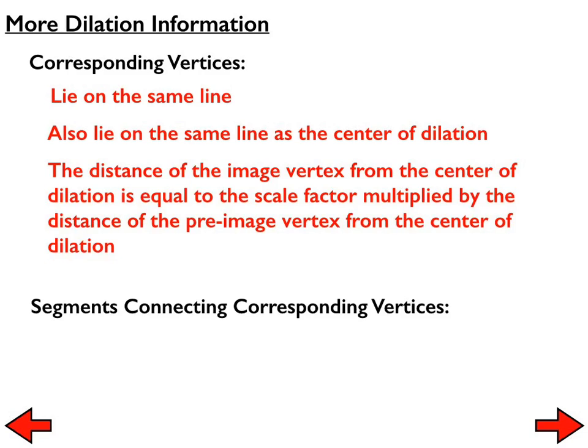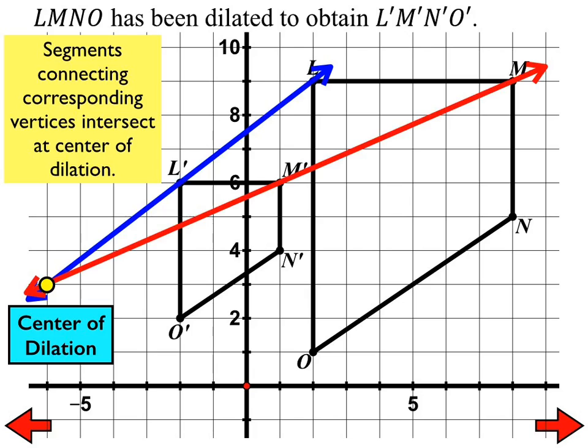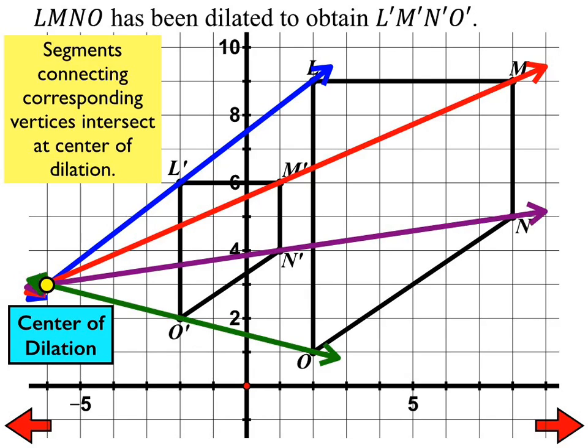And then the last one here is segments connecting corresponding vertices. We already talked about that, but go ahead and add that to your notes. They intersect at the center of dilation. All right, so we're going to start by finding various pieces from a picture, and then we're going to extend that out and start creating dilations based upon basic pieces of information. What this means, of course, is what we already talked about, this part right here. That's how we can find the center of dilation.